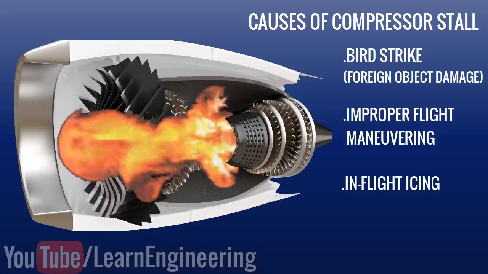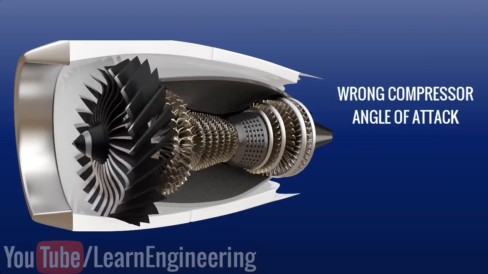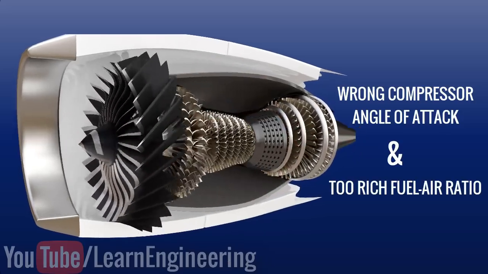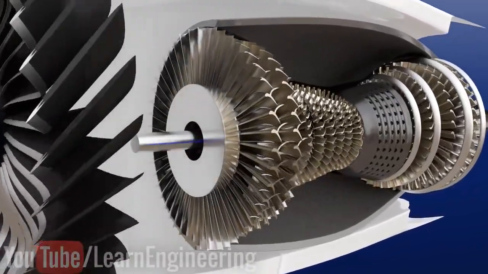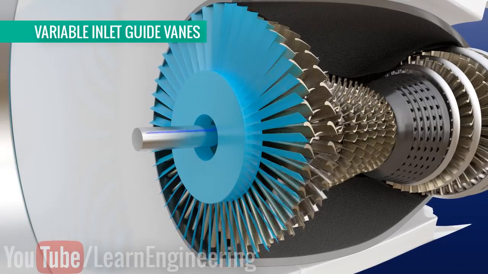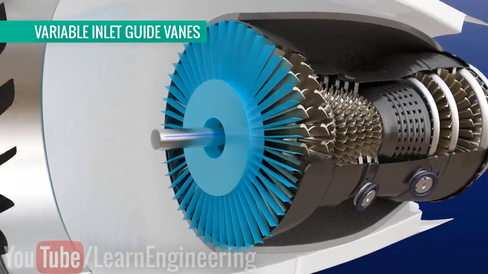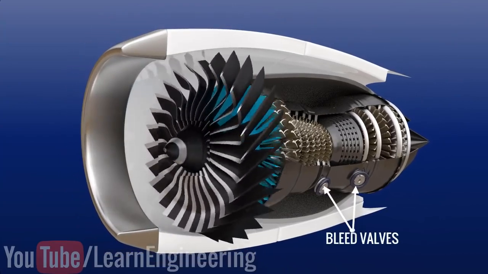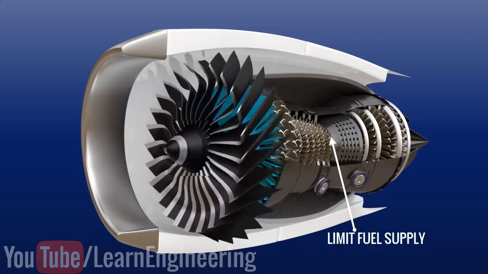Some compressor stalls are self-stabilizing, but if it is not, they should take the necessary action. The wrong compressor blade angle of attack and a too rich fuel-to-air ratio are the main causes of compressor stall. So by correcting these parameters, one can overcome a compressor stall. You can see a variable inlet guide vane arrangement at the front of most jet engines. Adjusting the angle of these blades will largely correct the angle of attack of the rotor blades. In addition, the use of bleed valves to blow air out and increase the airflow will also greatly reduce the effect of a compressor stall. The other technique is to limit the fuel supply by controlling the throttle.